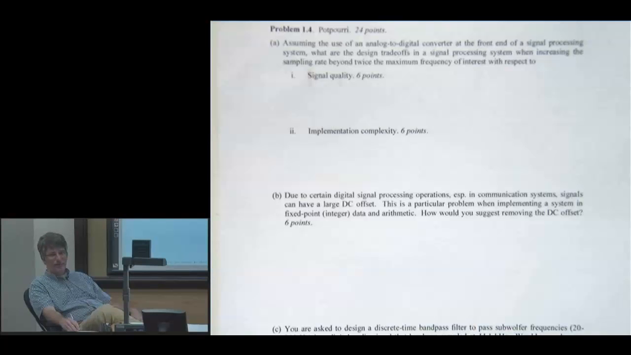Well, for signal quality. But what happens in implementation complexity? You need your processor to be fast enough to sample at that rate. If I sample 10 times faster, I have to have a processor that can handle 10 times as many samples per second. A lot of you said more samples, but more samples per second is the key. So you got some credit for that. But what else happens in implementation complexity?